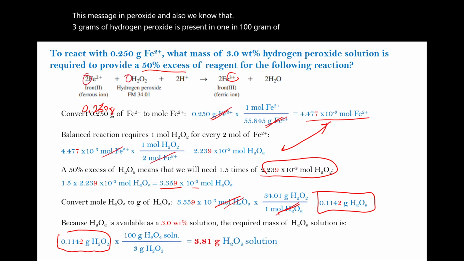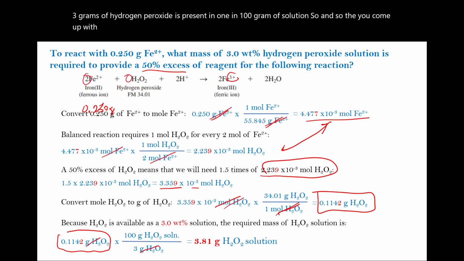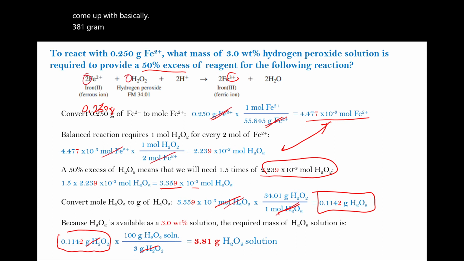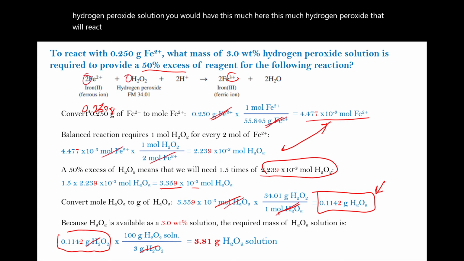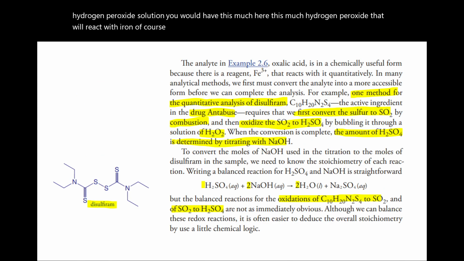So you come up with basically a 3.81 gram hydrogen peroxide solution. So if you measure that much hydrogen peroxide solution, you would have this much hydrogen peroxide that will react with iron. Of course, this is a 50% excess.